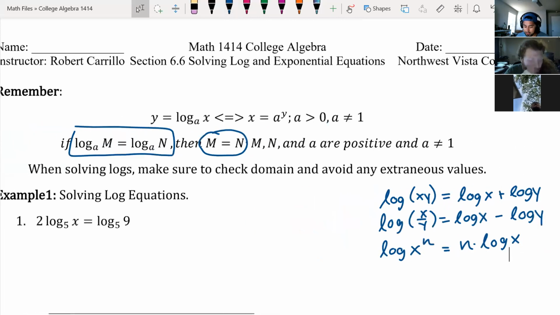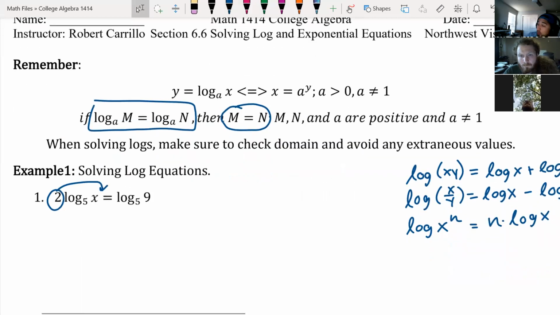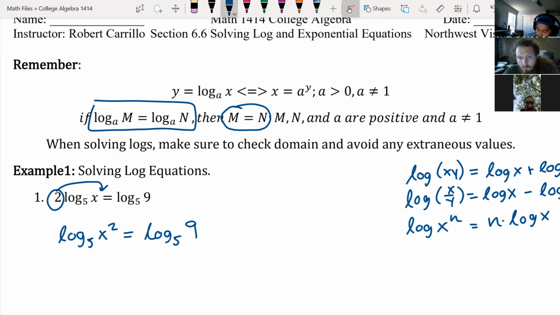So let's go ahead and do this. Number 1, we have 2 log base 5 of x equal to log base 5 of 9. So in order to solve for x, we need to have the logs by themselves. So what we're going to do here is reverse the power rule. This 2 is going to go back on top of the x. So remember that all these properties we learned can also be reversed. So this will become log base 5 of x squared equal to log base 5 of 9.